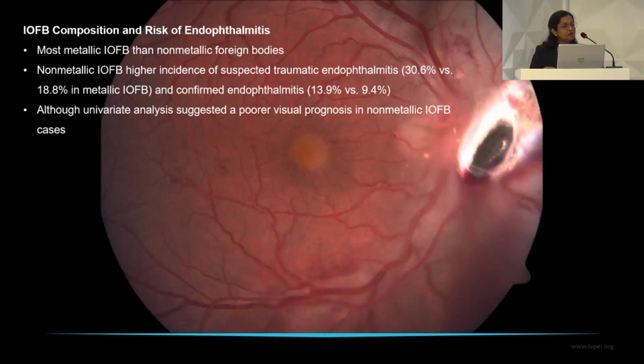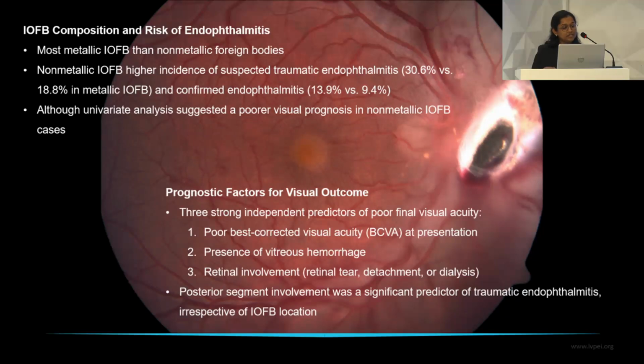Looking at the IOFB composition, more metallic foreign bodies presented to us, but non-metallic foreign bodies were associated with higher traumatic endophthalmitis, almost double that of metallic. And the 3 independent predictors of poor visual acuity were, first, poor best corrected visual acuity at presentation, presence of vitreous hemorrhage, and retinal involvement in terms of tear, detachment, or dialysis. And the presence of posterior segment findings was associated with traumatic endophthalmitis irrespective of the location of the IOFB.